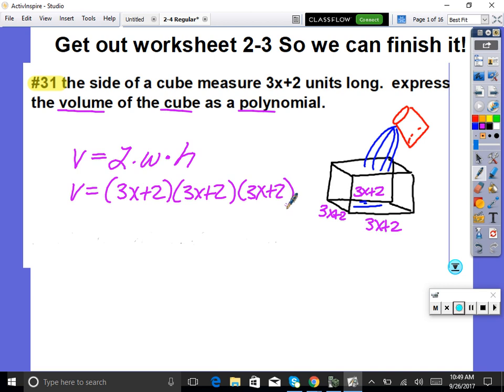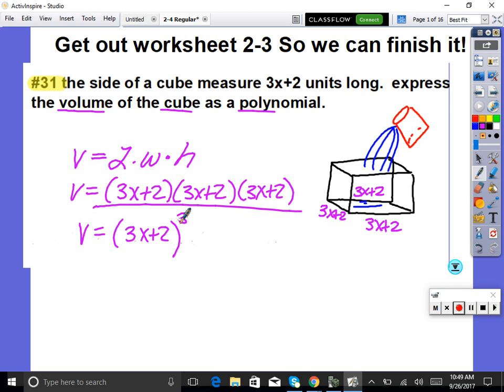Now it says, express the volume of the cube as a polynomial. Isn't that a polynomial? No, it didn't say that we need to put it in standard form. So aren't I done? Yes. So couldn't we also write this as 3x plus 2 cubed? Guys, did we answer the question? The volume of the cube as a polynomial, yes. Was that hard? So our story problem's all hard?